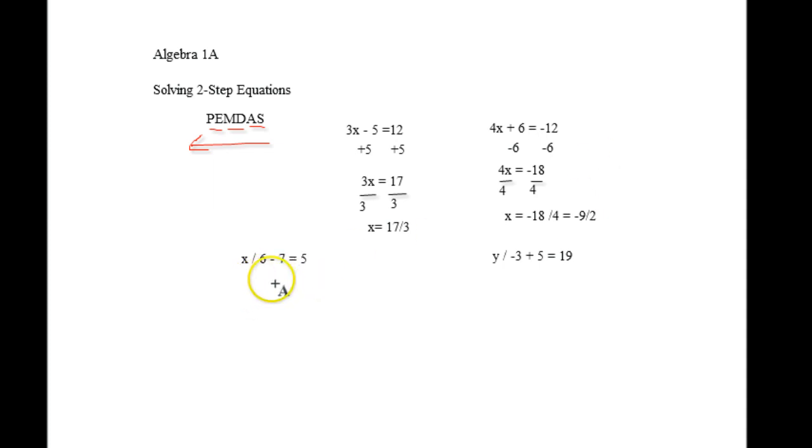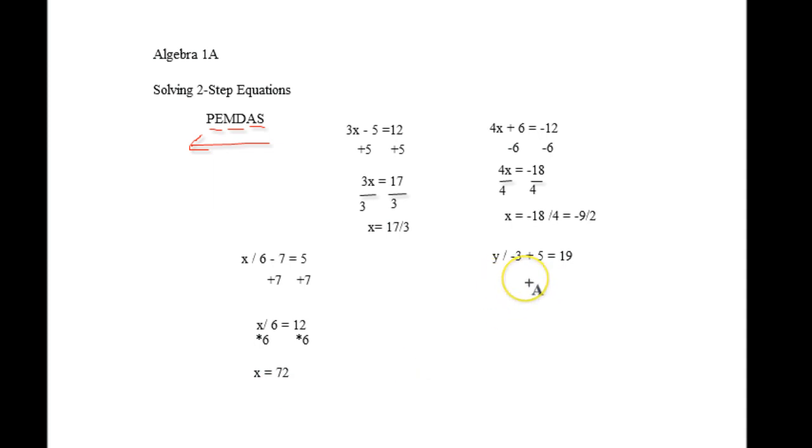Okay, so on this one, we are going to add 7 to each side. X divided by 6 is equal to 12. And then on this one, we're going to multiply both sides by 6 instead of divide. So we multiply by 6 on both sides, and we get x equals 72. Okay, so we can jump up real fast on that.